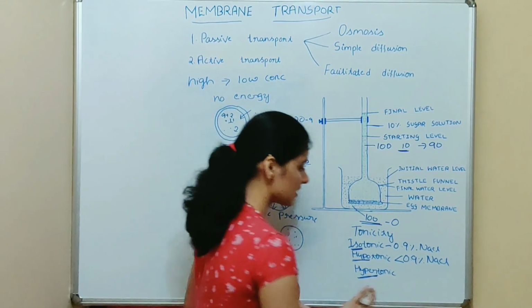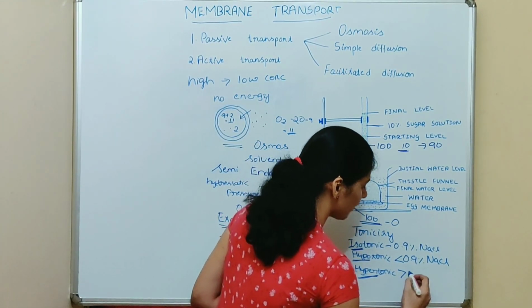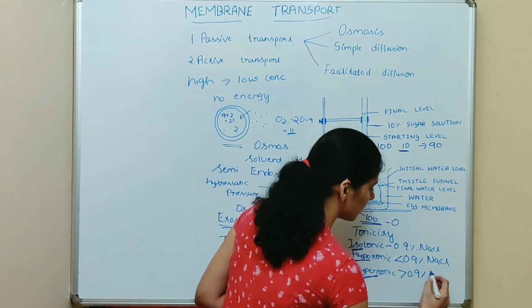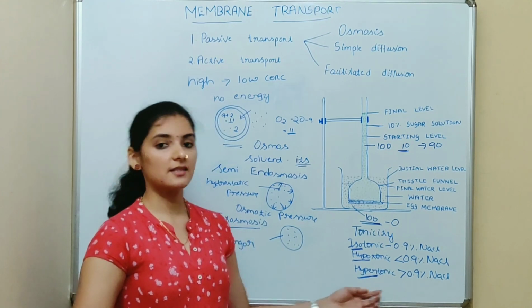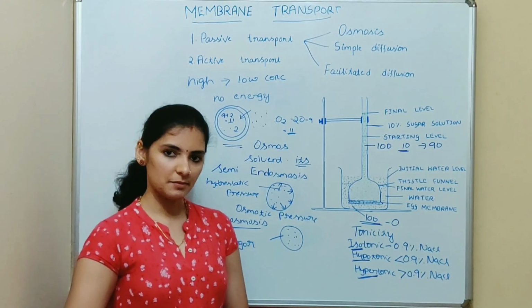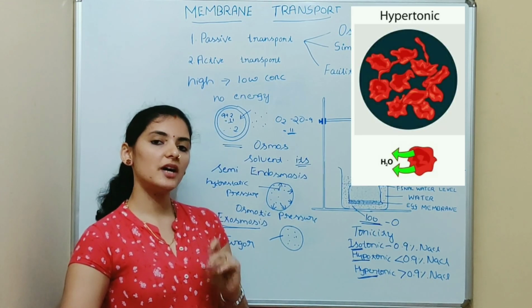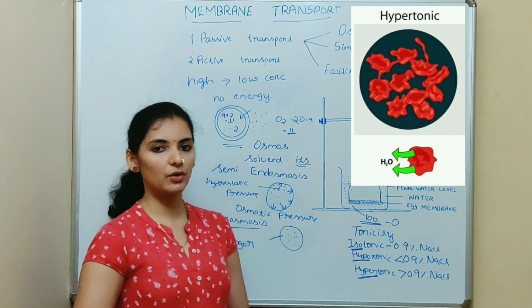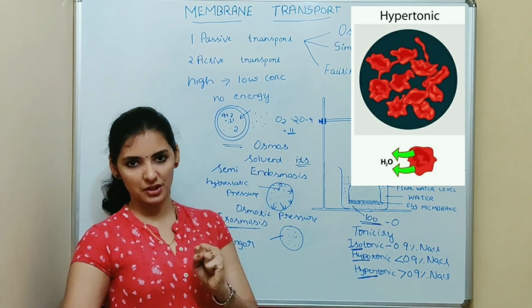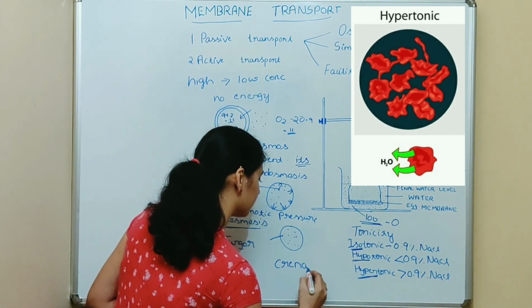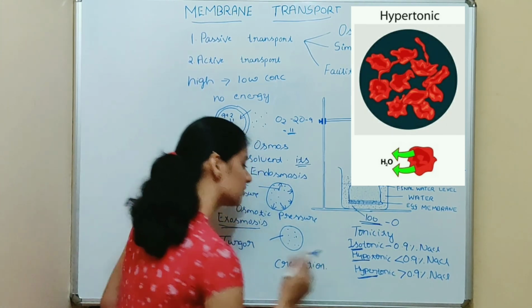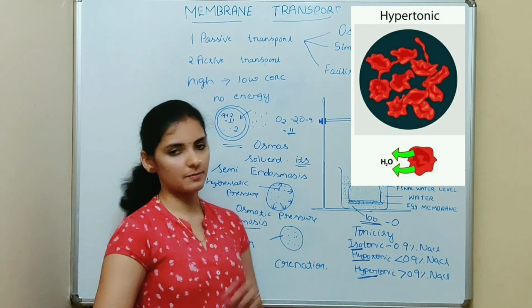The best example for this is a solution having a concentration more than 0.9% NaCl. So this solution acts as a hypertonic solution for RBC. When you place a drop of RBC in the hypertonic solution, what happens? The RBC will shrink, and that condition is called crenation. Crenation means shrinkage of RBC.